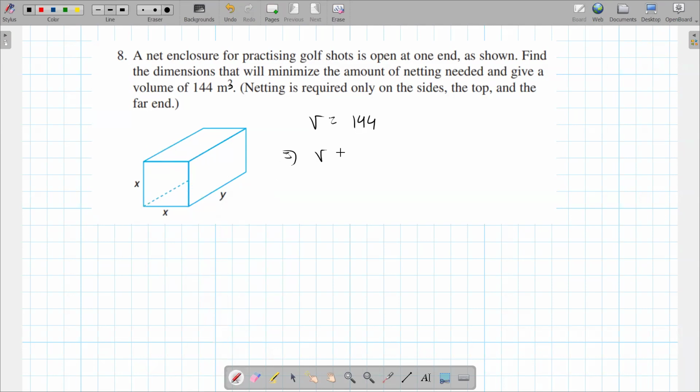What's the volume in terms of x and y? It's x cubed. It's not x cubed because it's a rectangular prism, right? So it's x squared y. I really don't want to deal with plus minuses, so I'm not going to solve for x, I'm going to solve for y. What's y?